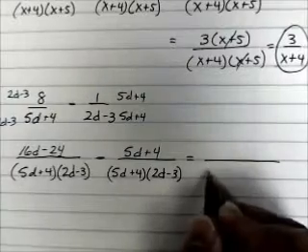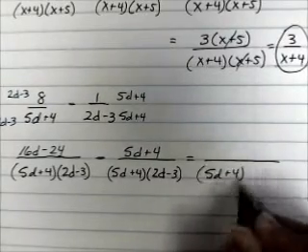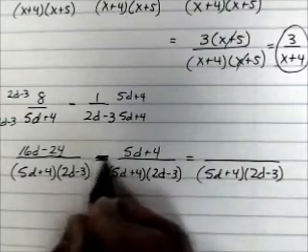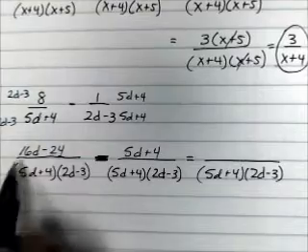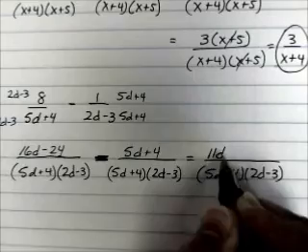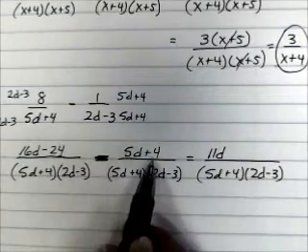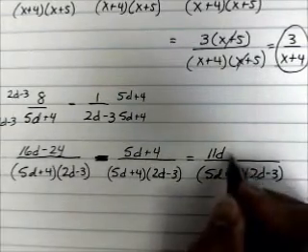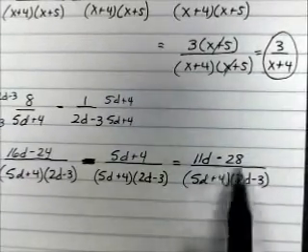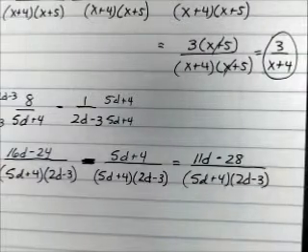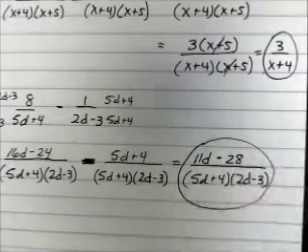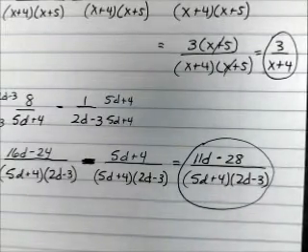Let's copy the denominator, (5d plus 4) times (2d minus 3). We're subtracting, bold that out so we don't forget. 16d minus 5d is 11d. And negative 24 subtract 4 would be negative 28. Can we factor the numerator? No, it's not factorable. So this is our answer. And that concludes tonight's video.